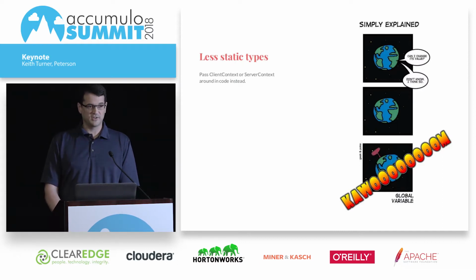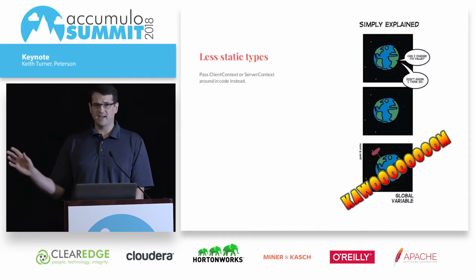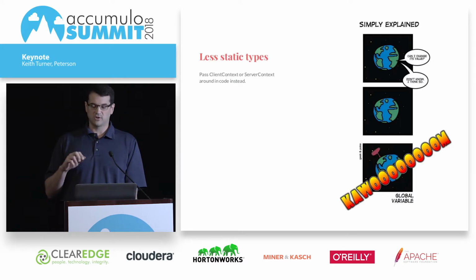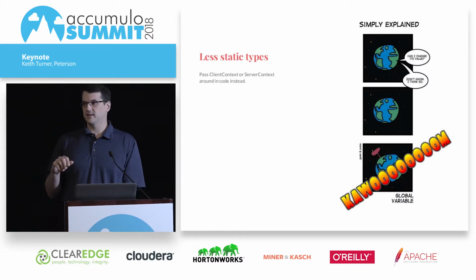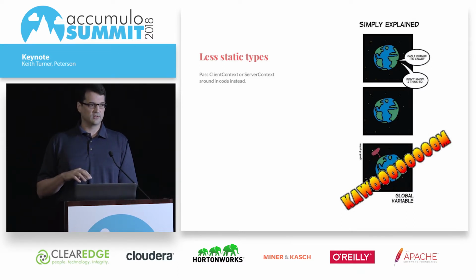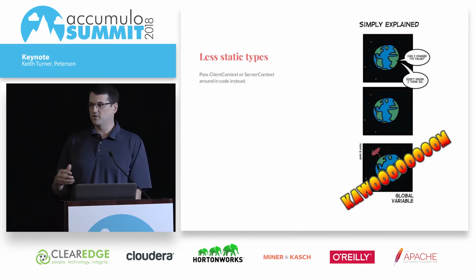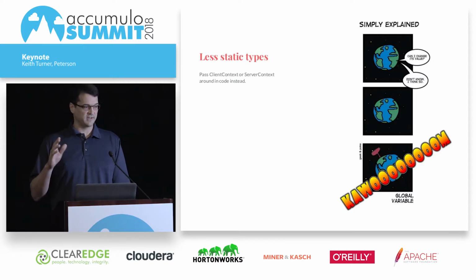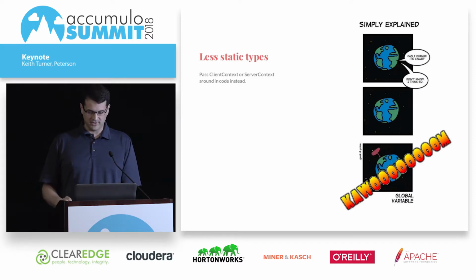So a lot of work was done to take things that were being accessed from static types and move them to these two internal types called client context and server context. And those are just passed around to all the server and client code, and they have what you need hanging off of them, rather than going and getting something out of a random static type, where you may have race conditions and all kinds of weird stuff.